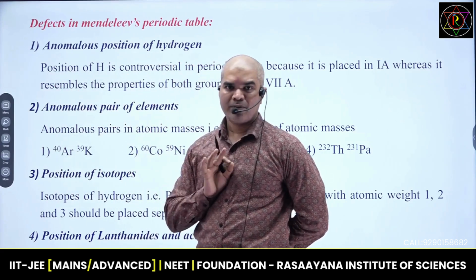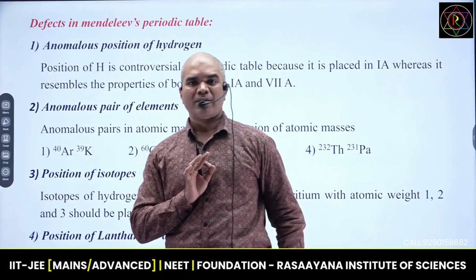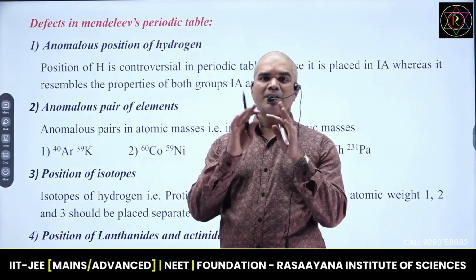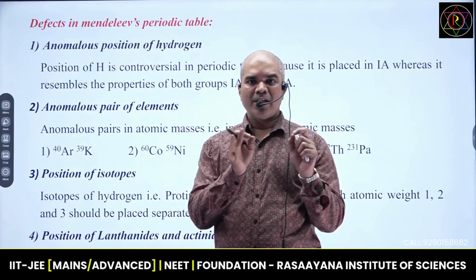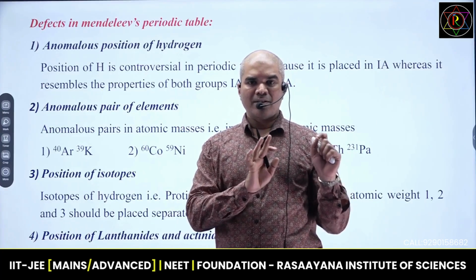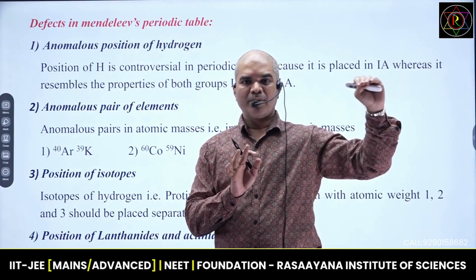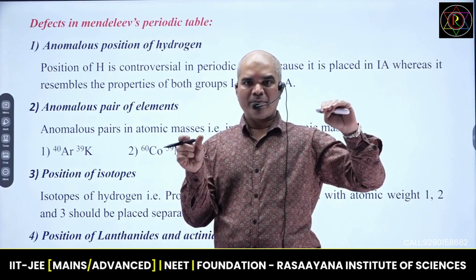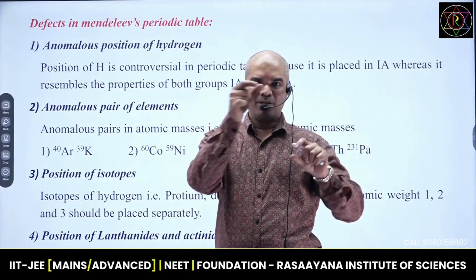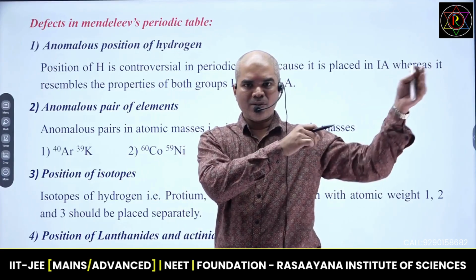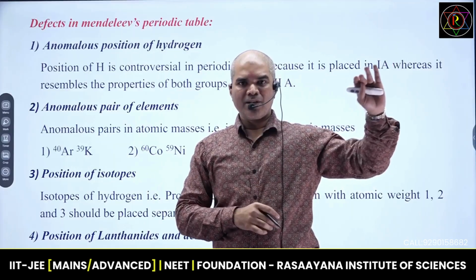This is very important. What is this anomalous pair of elements? I am Mendeleev. I classified all the elements on the basis of their atomic masses. So on the basis of increasing atomic masses. Lower atomic mass should be followed by higher, then still higher and so on. So it should be in ascending order.